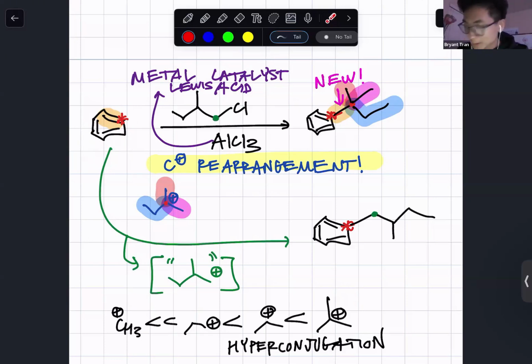Okay. I'm going to go over the mechanism of this before going over the problems of the Friedel-Crafts alkylation.